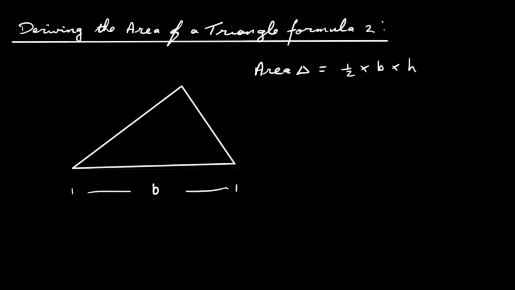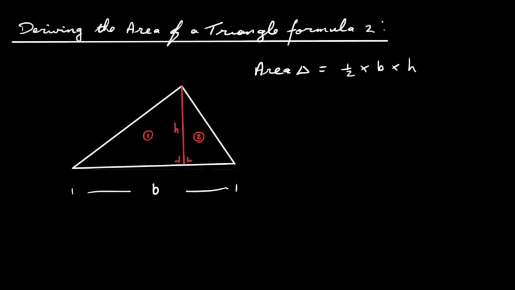And let's just drop a line from here down to its base at right angles. So this is a right angle here, this is a right angle here. So this line here is the height of our non-right angle triangle. Now what we've done effectively is divided our non-right angle triangle up into two right angle triangles. So let's call this right angle triangle number 1 and this right angle triangle number 2.